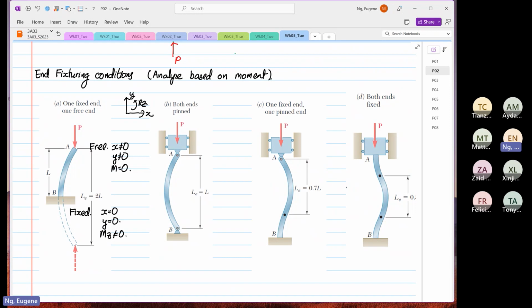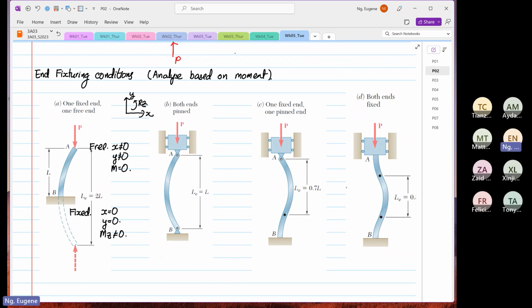So free, x displacement is not equal to 0, y is not equal to 0, but moment is equal to 0, because if you remove the built-in at B, then the structure will in fact rotate. Then when it's fixed, x is equal to 0, y is equal to 0, moment about z is not equal to 0.